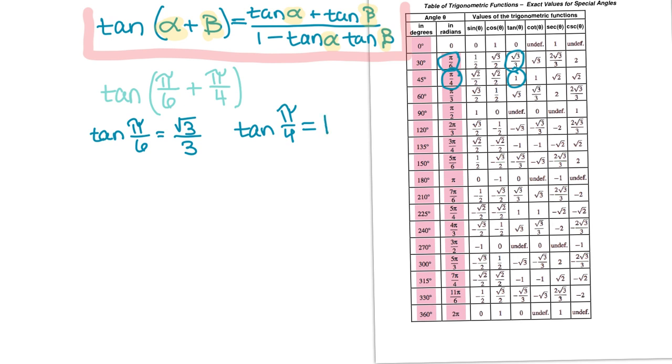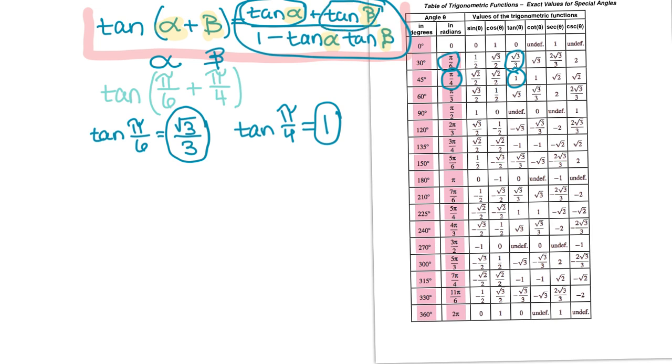So instead of using pi over 6 and pi over 4, I'm going to use square root 3 over 3 and 1 when I plug into the formula. The pi over 6 is my alpha value, and pi over 4 is my beta value in my formula. So when I plug into this formula right here, wherever I see tan alpha, I am going to plug in square root 3 over 3. And wherever I see tan beta, I'm going to plug in 1. So my new formula is going to look like this.